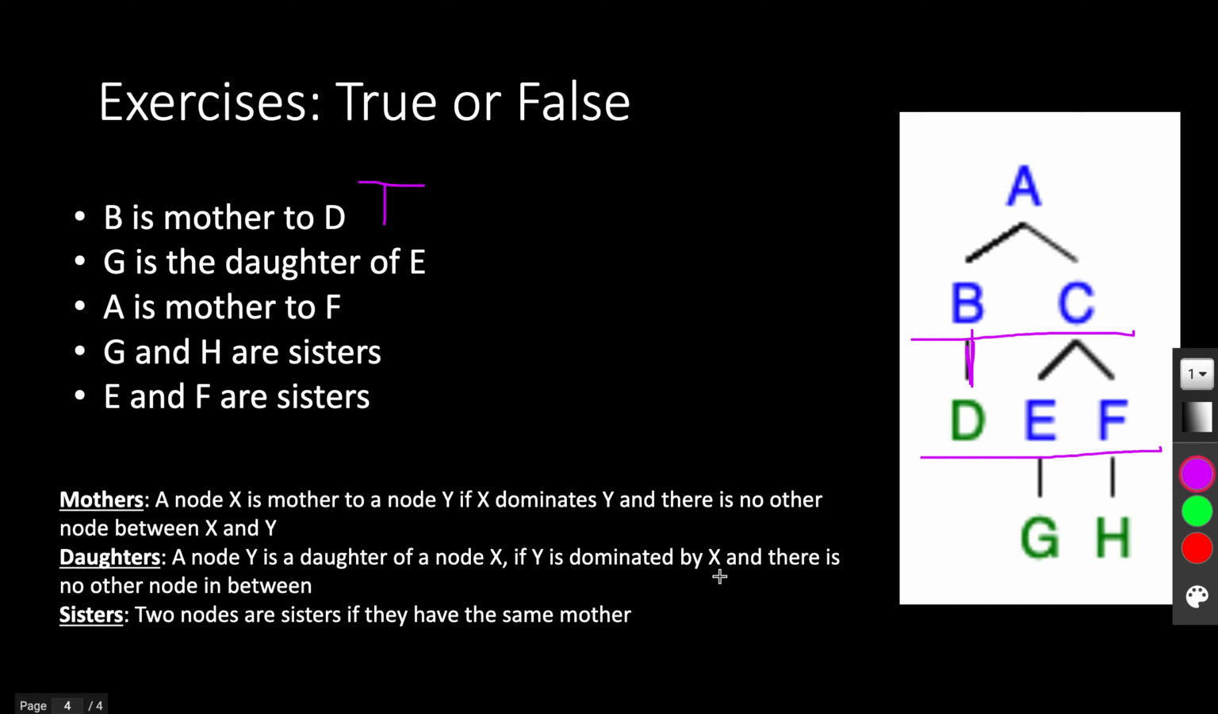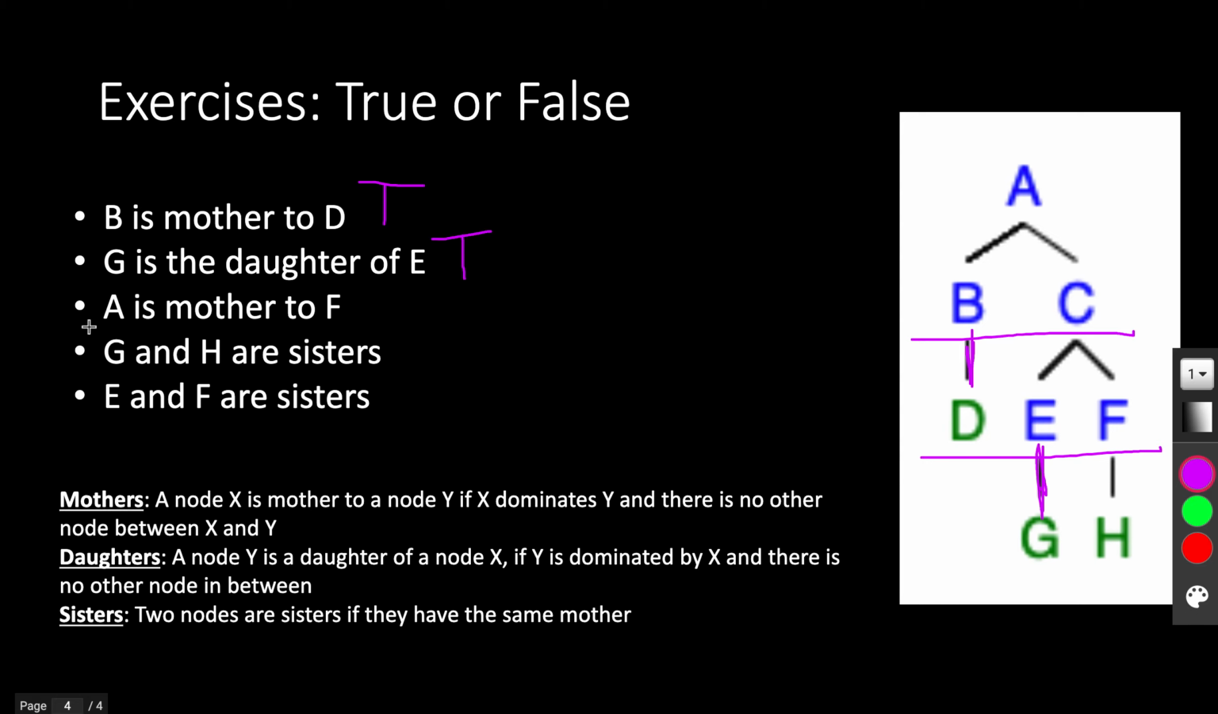The next statement, G is the daughter of E. So again, we can look at our definition. Is G dominated by E? Yes, right? E is above G on the tree, and we can draw a line straight down. And again, there's no other node in between, so that statement will also be true.